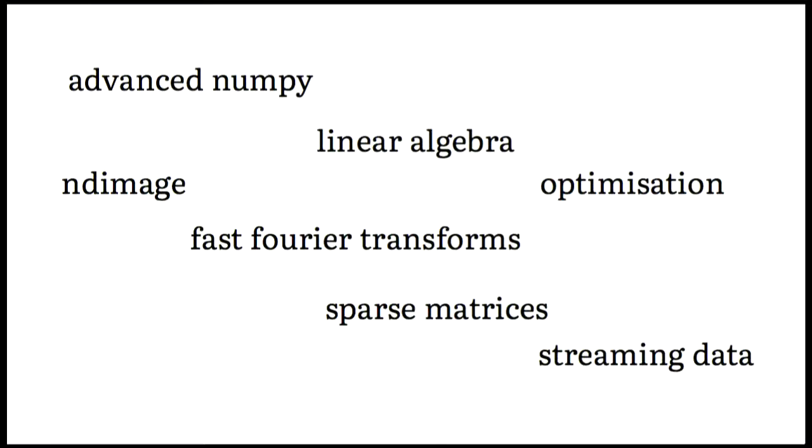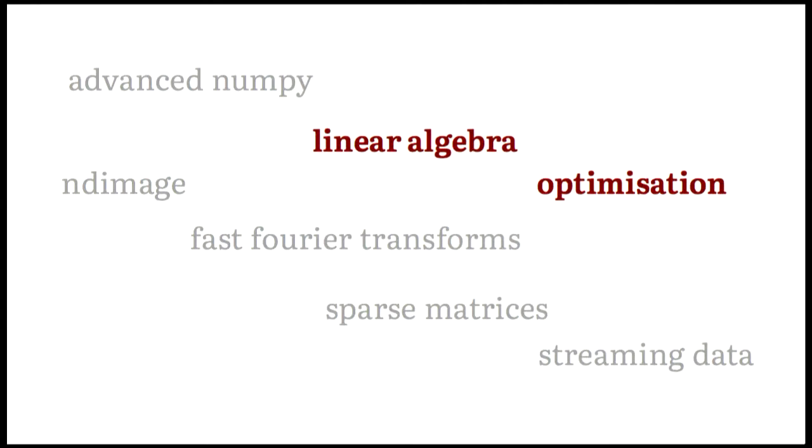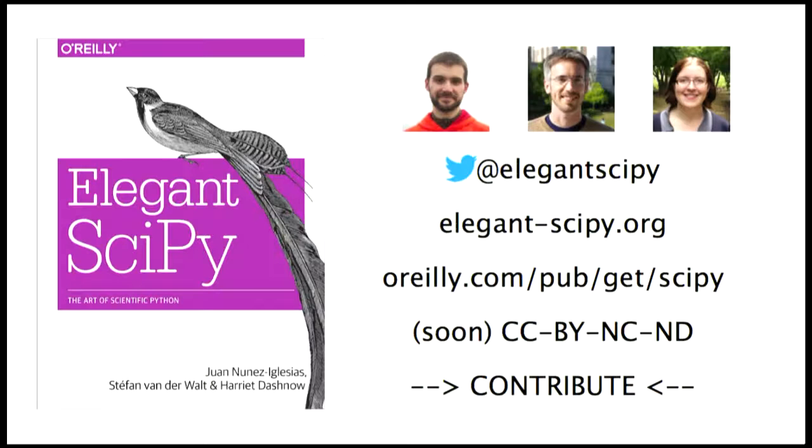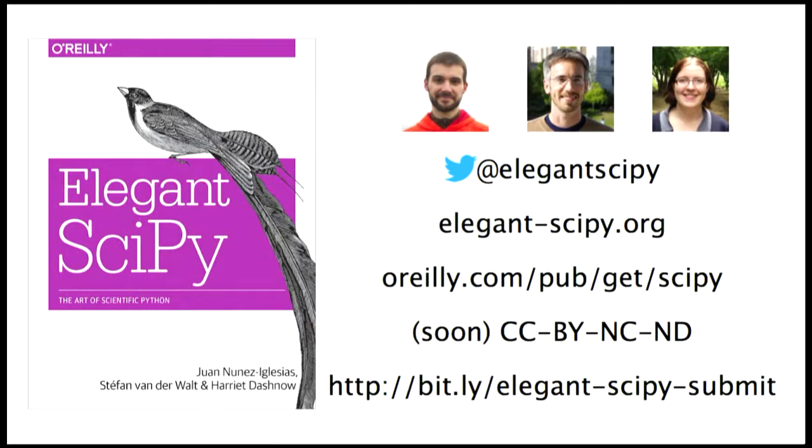So these are some of the chapters in the book. And we specifically would like some more linear algebra and optimization, function minimization and so on examples. If you know that, then get in touch with us through Twitter. You can also go to that lower bit.ly link, which has a GitHub repository where you can submit things through GitHub issues. Thank you.